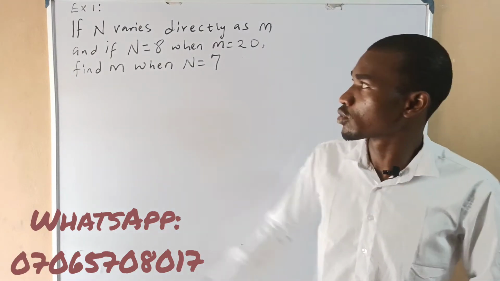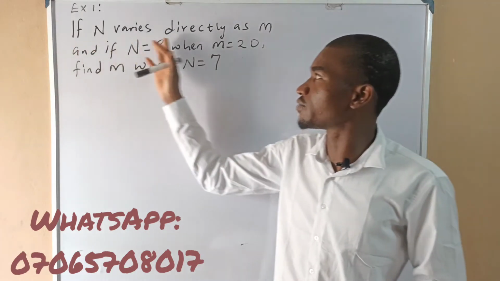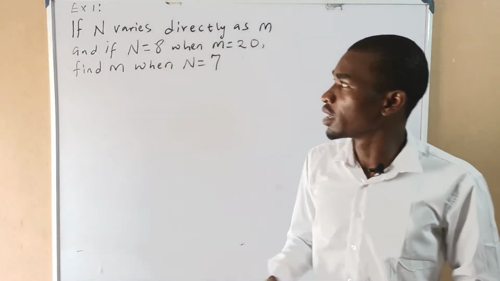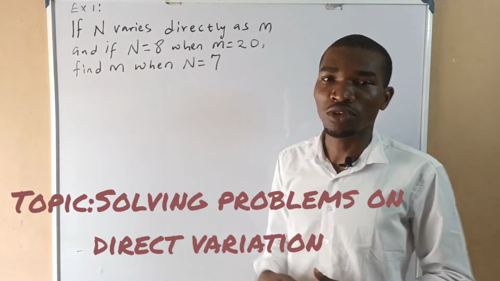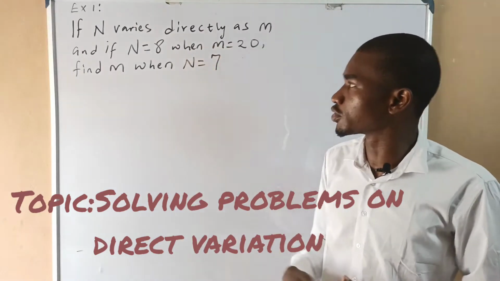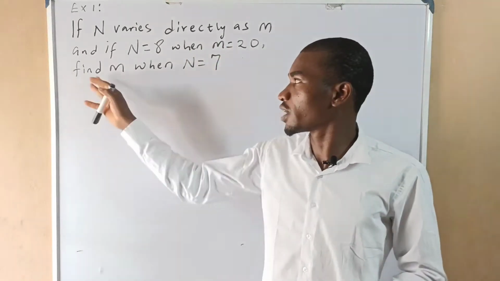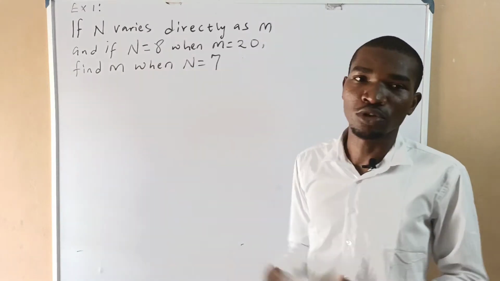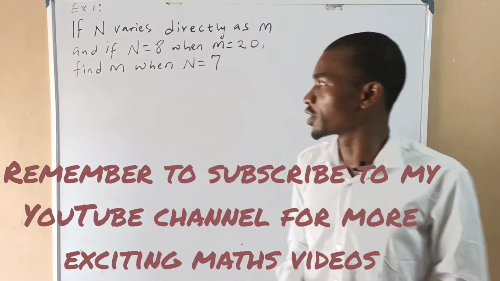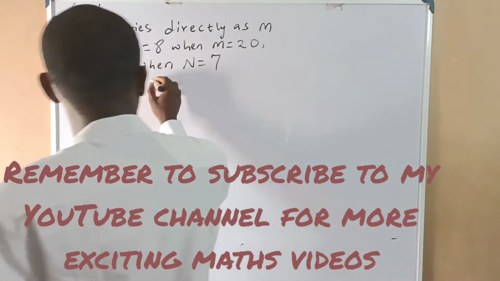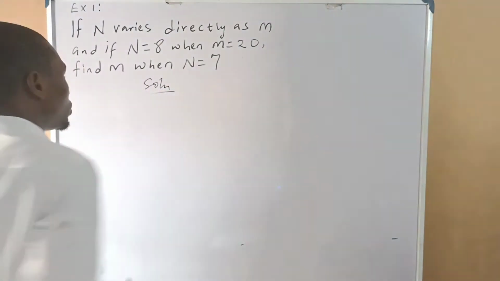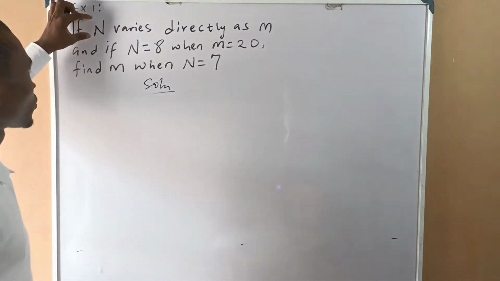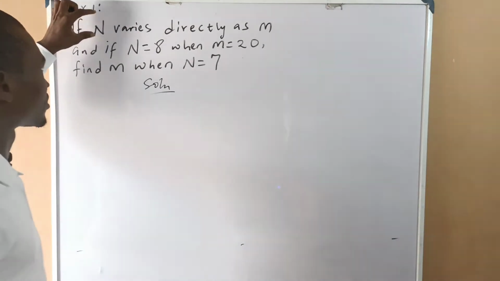On the board I have a question that says: if n varies directly as m, and n is equal to 8 when m is equal to 20, we are asked to find m when n is equal to 7. I want to begin with the solution to this given question. Solution. The first thing we are going to do is to interpret this given question.